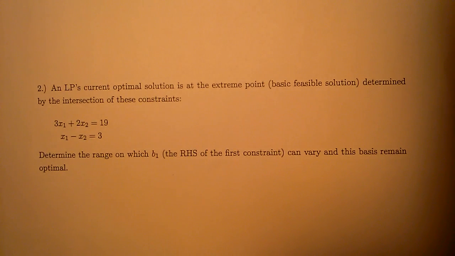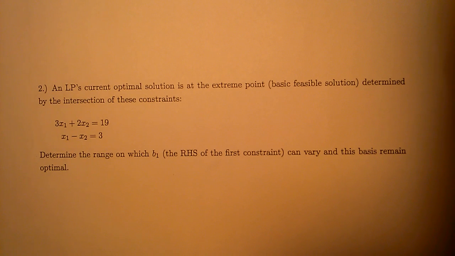Moving on to the second problem, the problem statement says that an LP's current optimal solution is at the extreme point, or the basic feasible solution, determined by the intersection of these two constraints. And it asks you to determine the range on which a right-hand side value, particularly B1, or the right-hand side of the first constraint, can vary and this basis remain optimal.